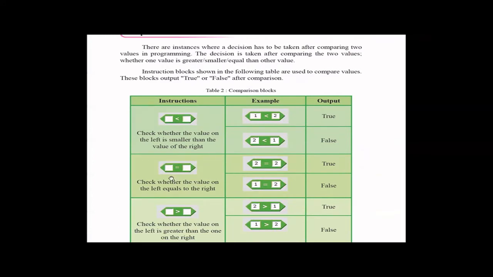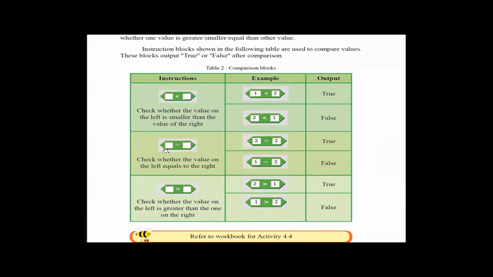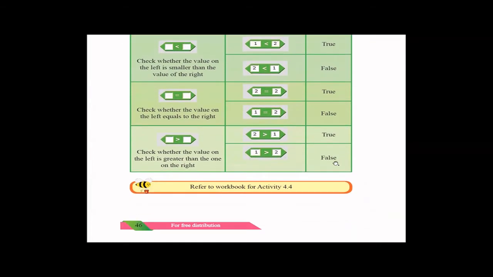Here they check whether the values are equal, whether the right side and the left side have the same value. For example, 2 equals 2 is true. But does 1 equal 2? No, it's false. The next condition is the greater than comparison. It checks whether the value on the left is greater than the right side. For example, 2 is greater than 1, yes, it's true. But is 1 greater than 2? No, it's false.